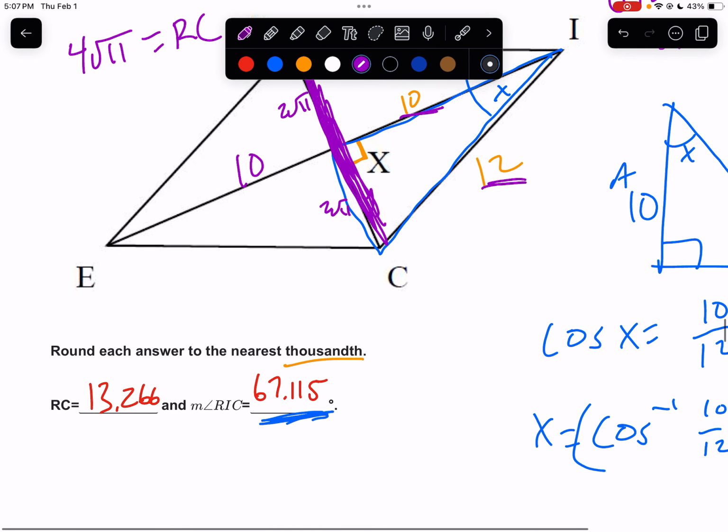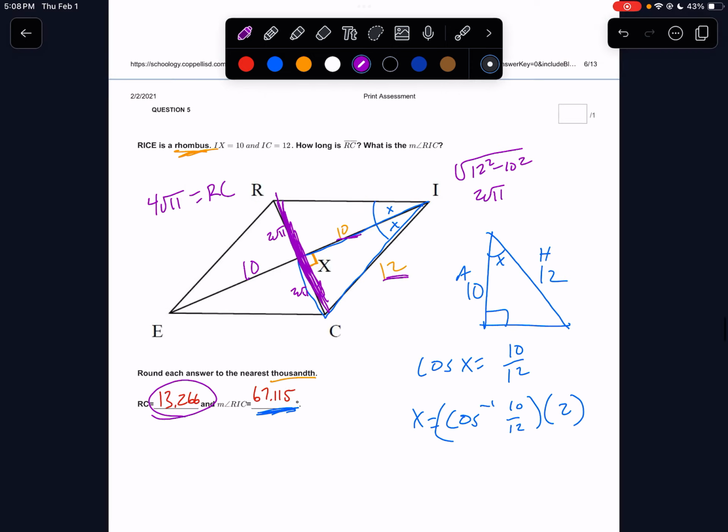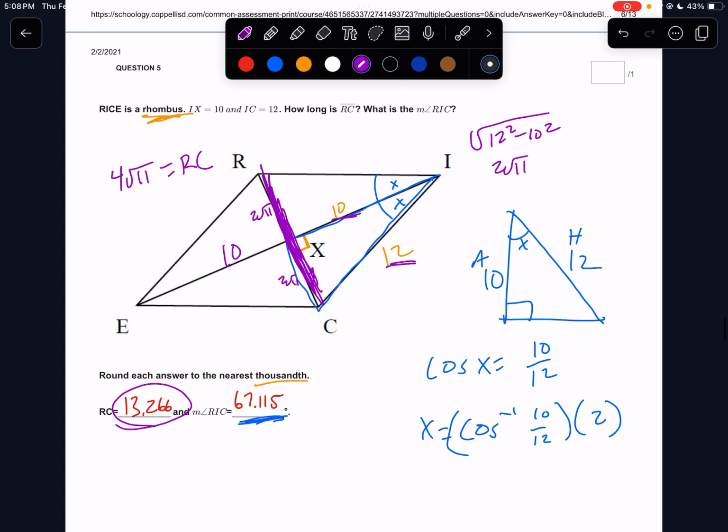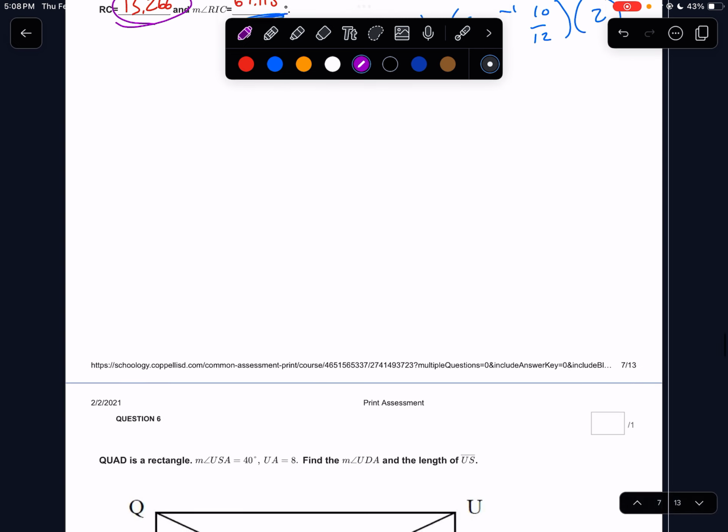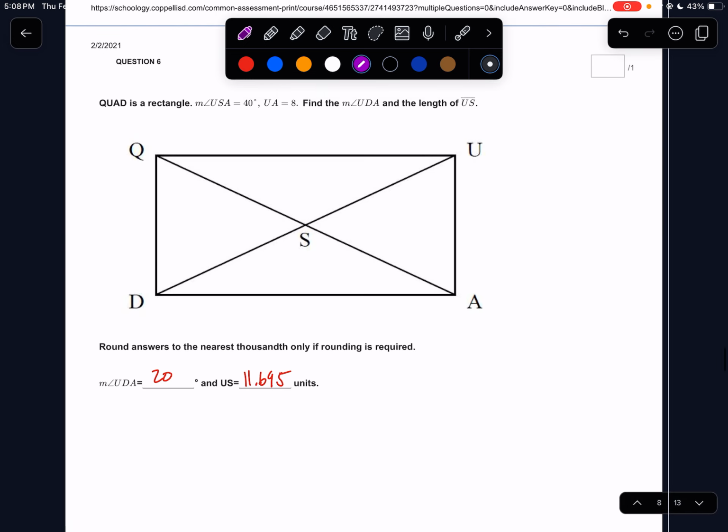But we want to round to the nearest thousandth. So 4 root 11, make sure I got the right answer, is 13.266. Nailed it. Nice. You can look at all that. Moving forward. Next shape, rectangle.